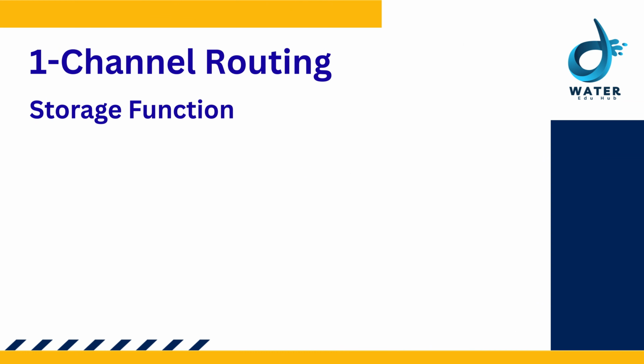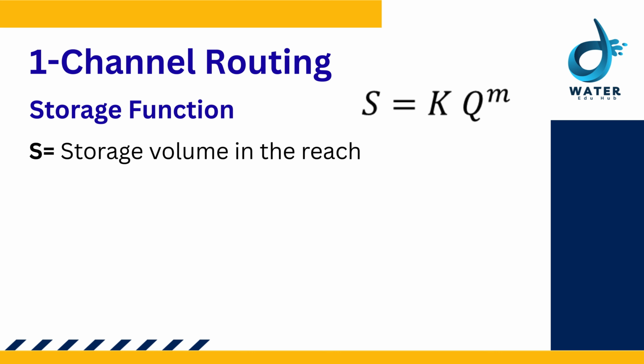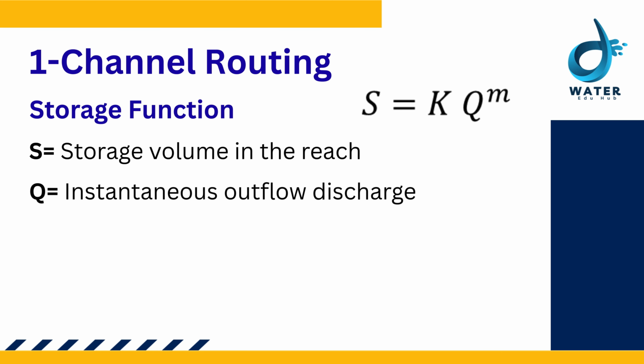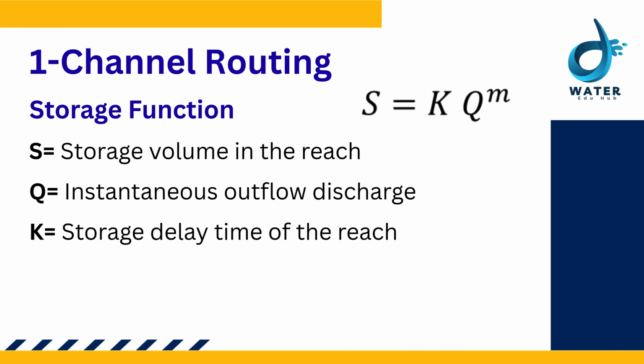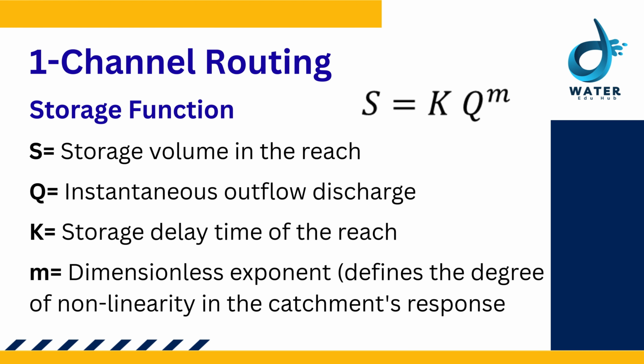This storage function is mathematically expressed as S = K Q^m, where S is the volume of water stored in the reach, Q is the instantaneous outflow discharge, K is a dimensional empirical coefficient that represents the storage delay time of the reach, and m is a dimensionless exponent that defines the degree of nonlinearity in the catchment's response.